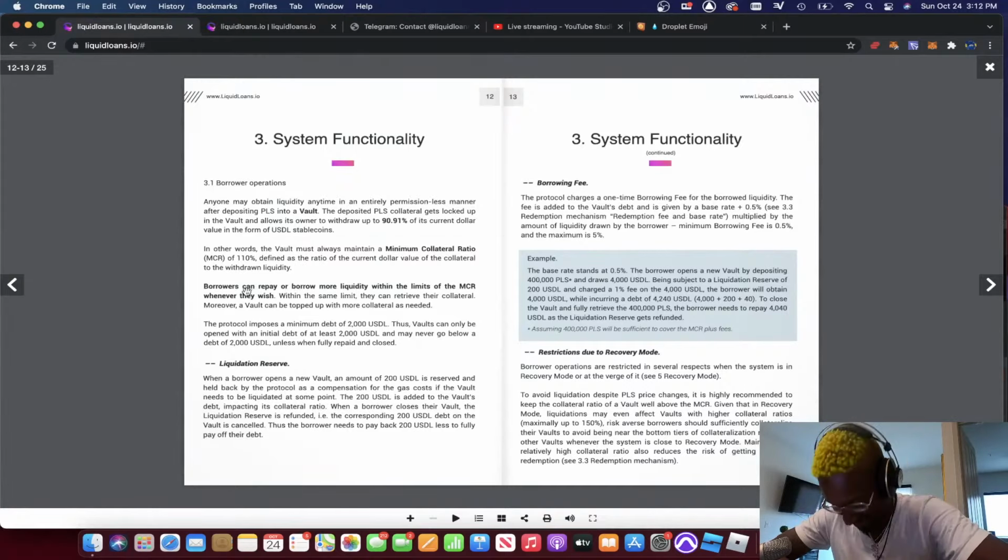Borrowers can repay or borrow more liquidity within the limits of the MCR whenever they wish. MCR is the minimal collateral ratio of 110%, defined as the ratio of the current dollar value of the collateral to the withdrawn liquidity.